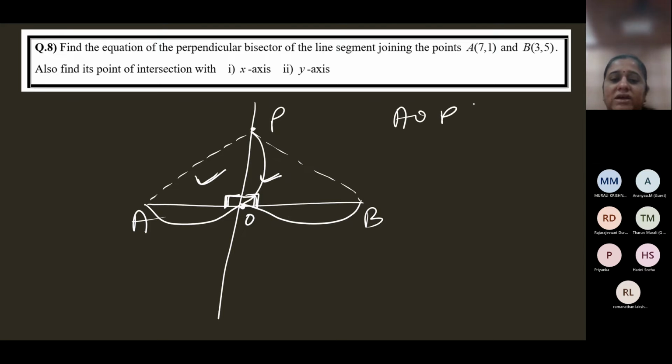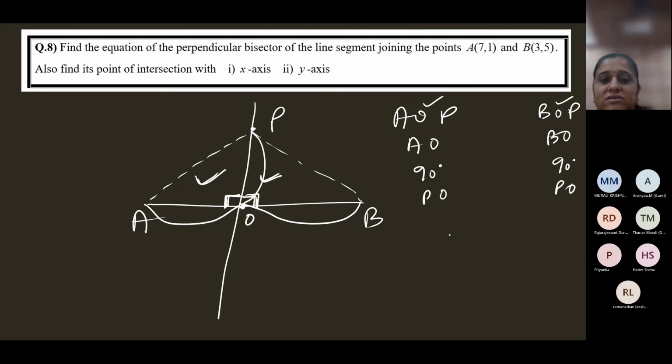So in triangle AOP and in triangle BOP, AO of this triangle is equal to BO of this triangle because AB is bisected. And then 90 degrees we have in both the triangles. And PO is the common side. So by SAS, not RHS, SAS, two sides and included angle. By SAS congruence criterion, the two triangles are congruent to each other.